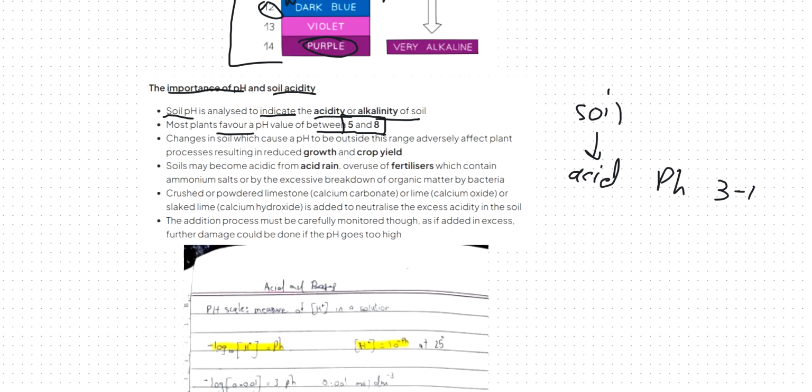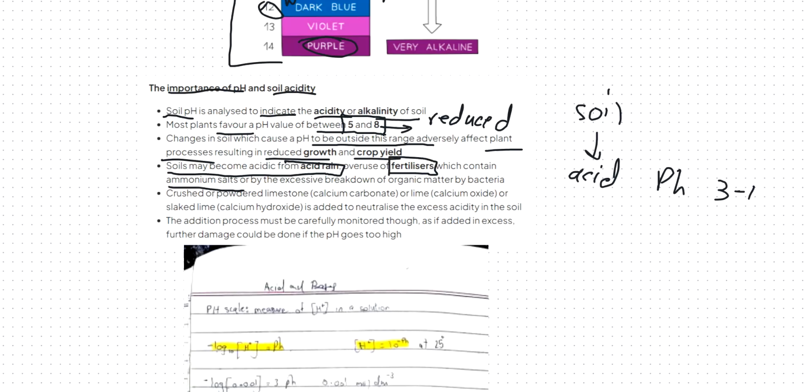And changes in soil which cause the pH to be outside this range will affect the plant process, resulting in reduced growth and crop yield. So as I said, if it's outside 5 to 8, then you'll have reduced growth or no growth at all. Soils may become acidic from acid rain, from using too much fertilizer which contains ammonium salts, or from excess breakdown of organic matter by bacteria.